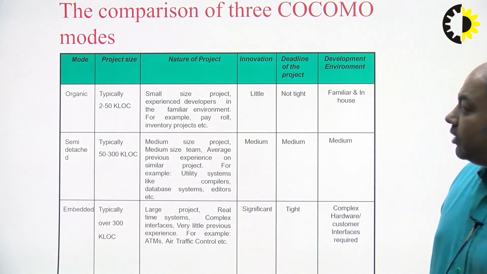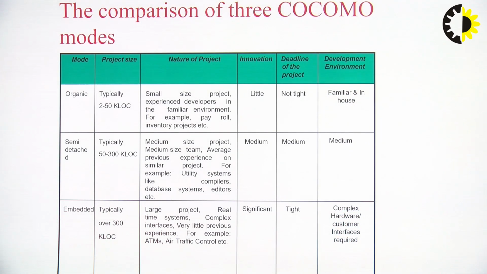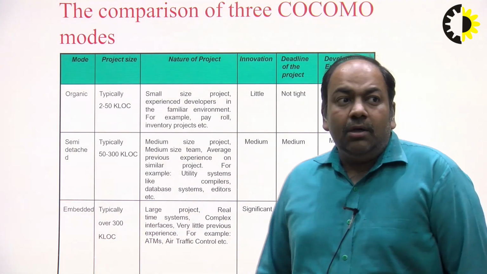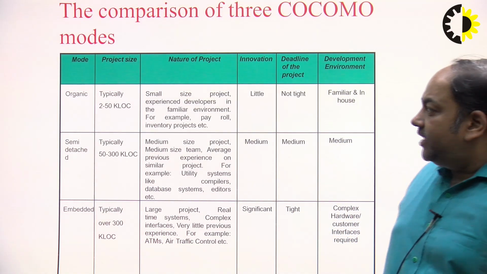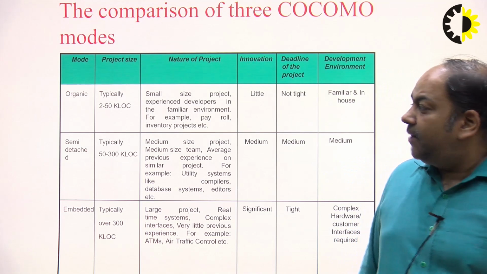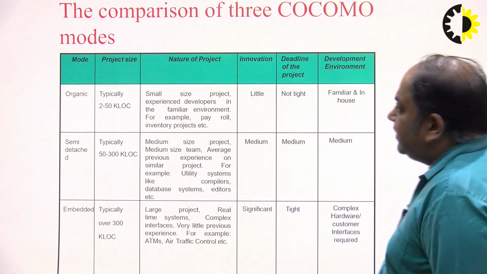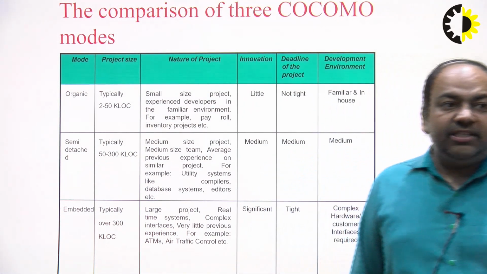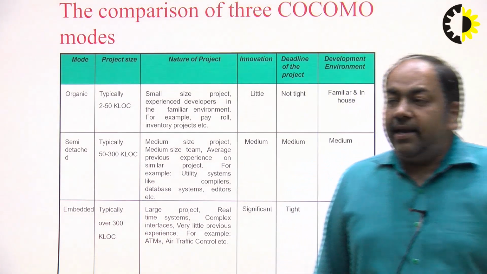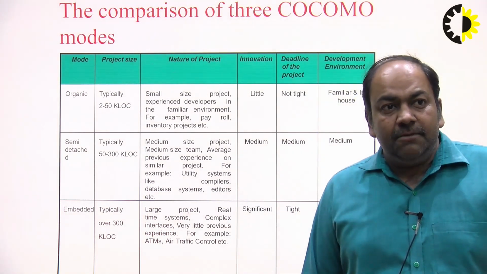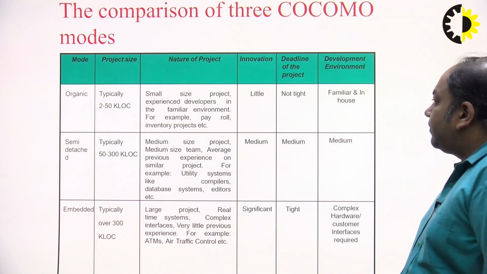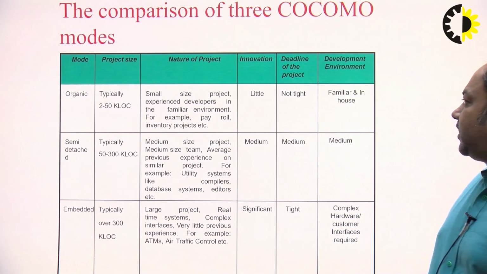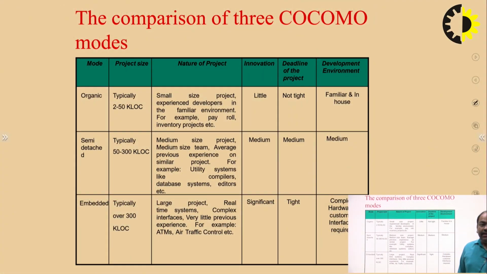Now I will describe the difference between all these types of projects. First of all, what is organic mode? In organic mode, the project size should be between 2 to 50 kilo lines of code, meaning the project should be small, with some experienced developers who have a familiar environment. It has little scope for innovation, and deadlines are not tight. The development environment it requires is in-house.